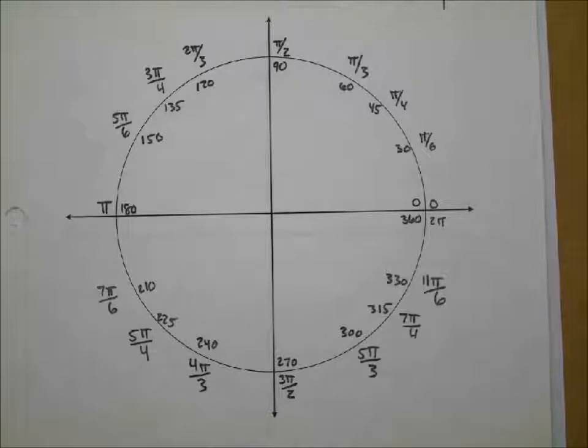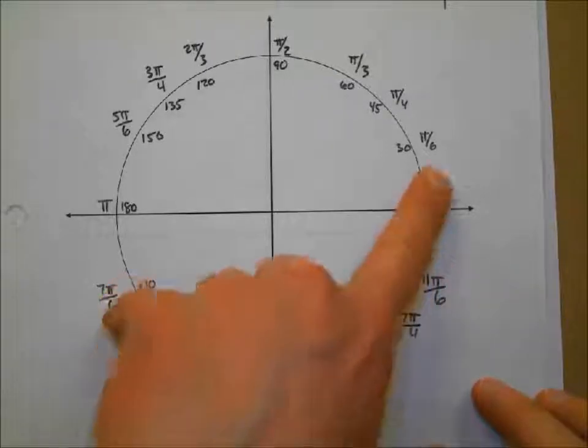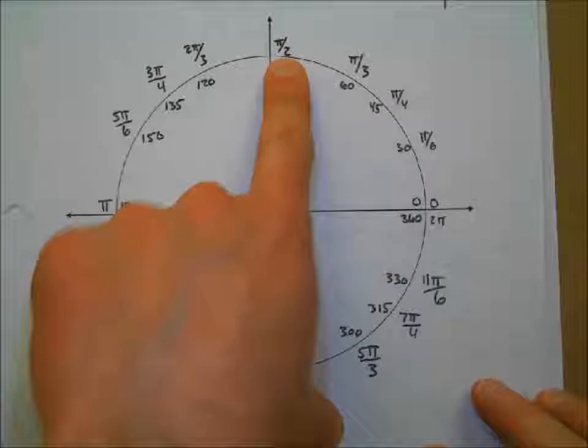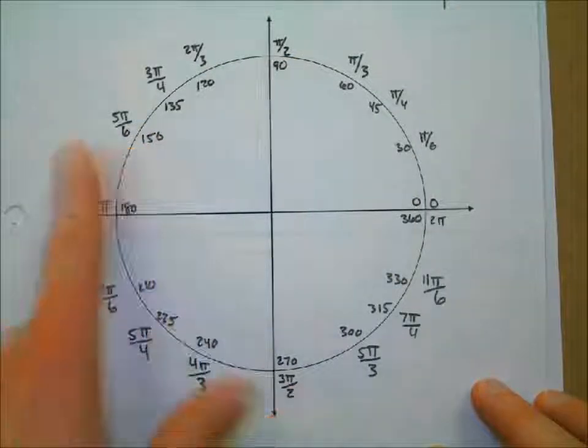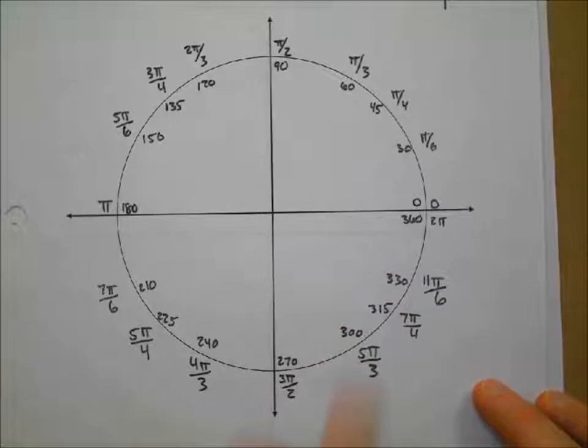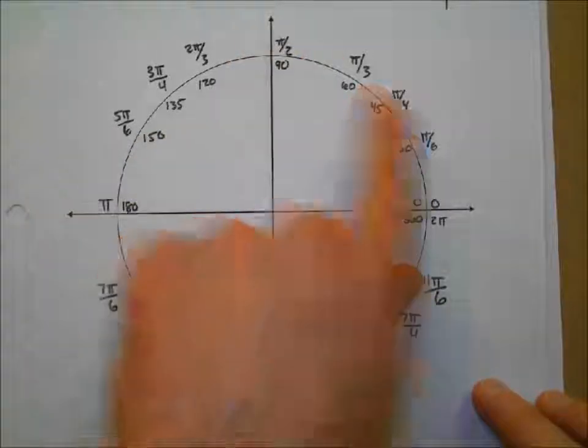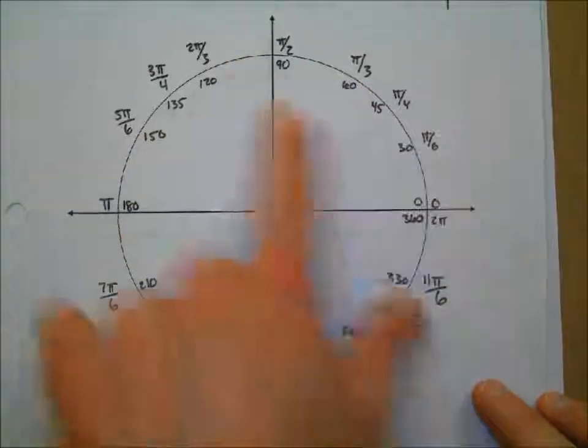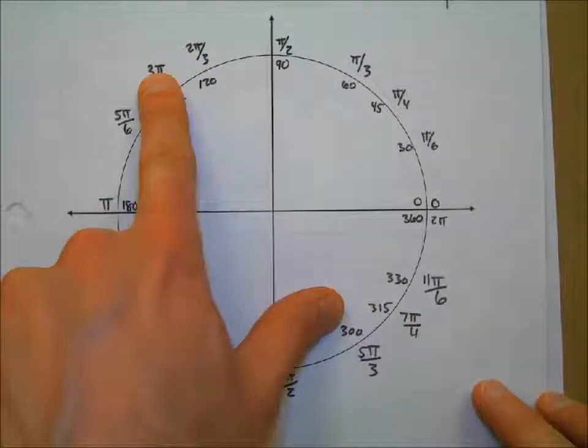Some other ways you can memorize this: you can see the denominators go 6, 4, 3, 2, 3, 4, 6. 6, 4, 3, 2, 3, 4, 6. In the first quadrant, it's 1 pi, 1 pi, 1 pi in the numerator. In the second quadrant, the coefficients are 1 less than the denominator.